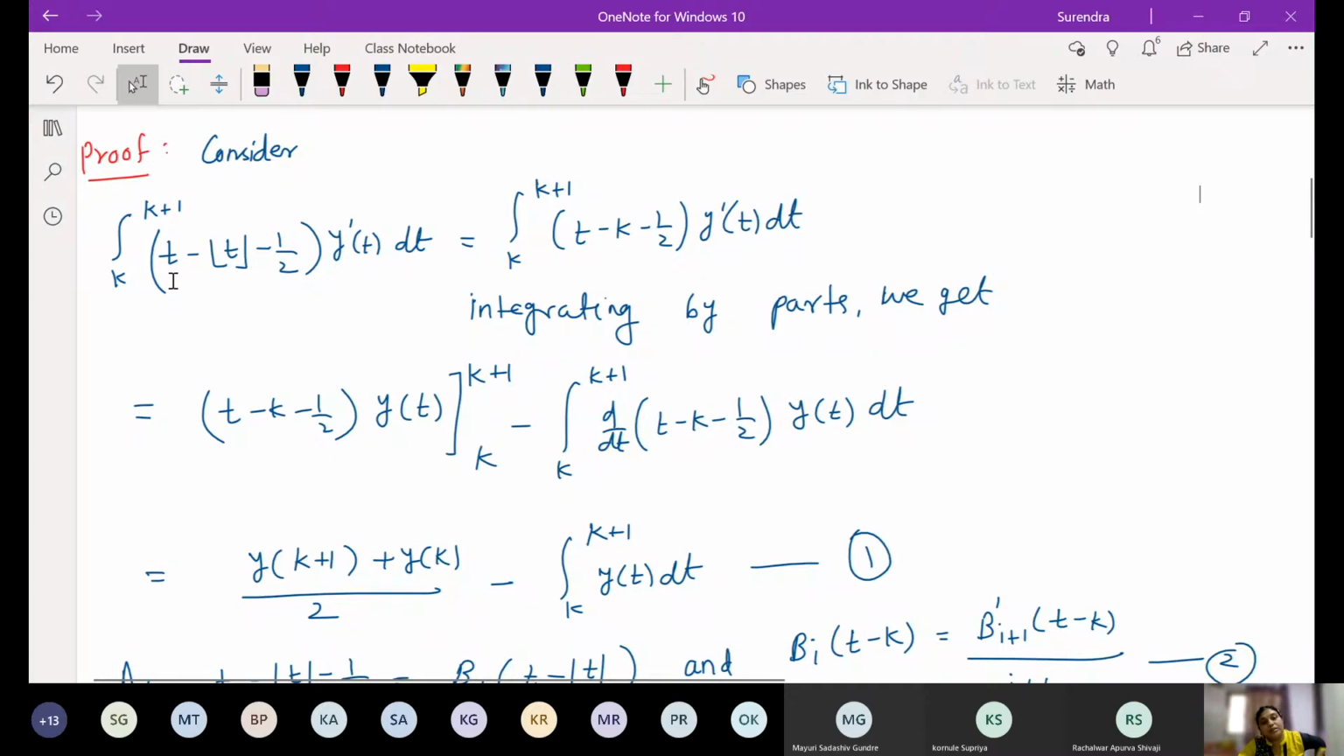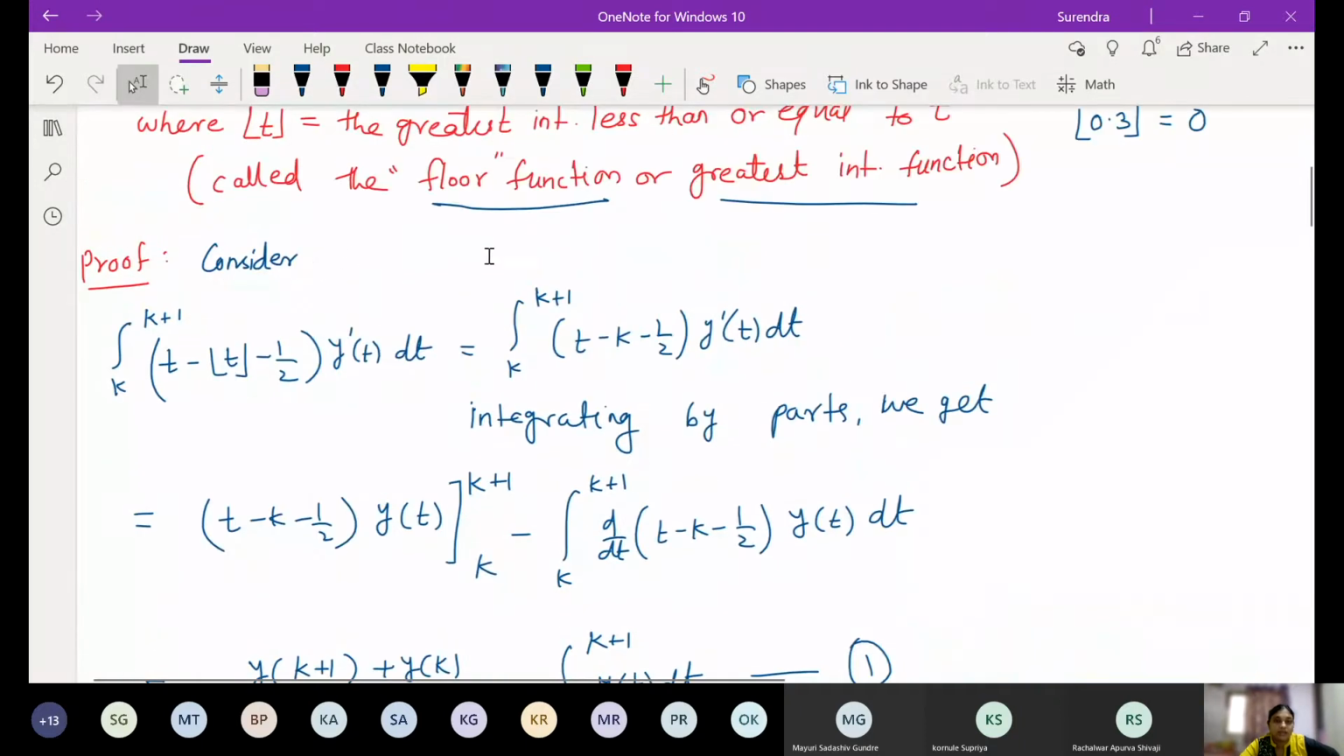What will be my t minus floor function of t? It should be t minus k, right? The greatest integer less than or equal to t. So if I vary my t from k to k plus 1, what should be the floor function? That t minus floor of t will be equivalent to t minus k, right?